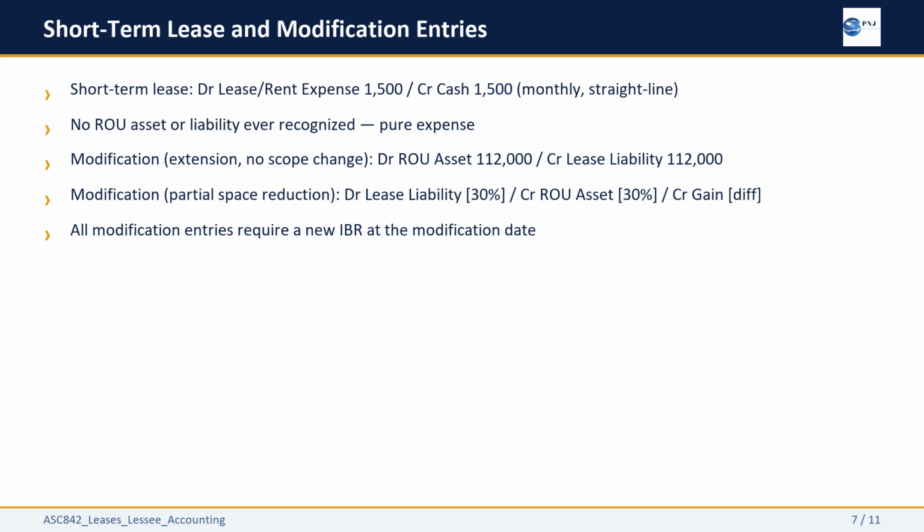For an extension with no scope change, say, adding $112,000 to the liability after remeasuring at a new IBR, you debit the ROU asset and credit the lease liability for the same amount. For a partial space reduction, returning 30% of the lease space, you debit the lease liability by 30% of its balance and credit the ROU asset by 30% of its balance. Any difference is a gain or loss on the income statement. Both modification entries use the new IBR calculated as of the modification date.